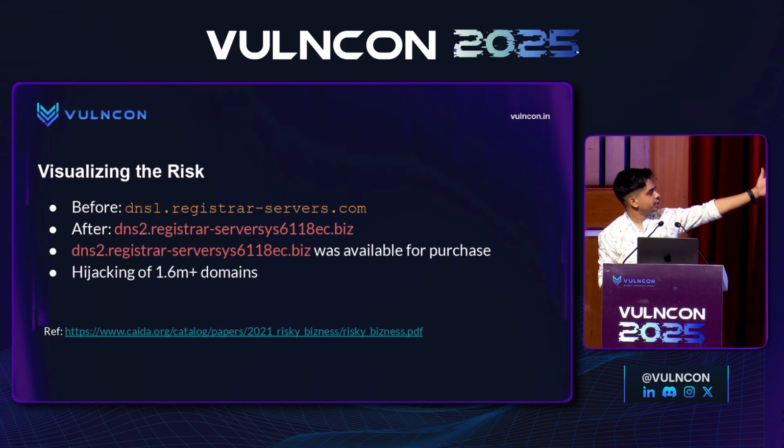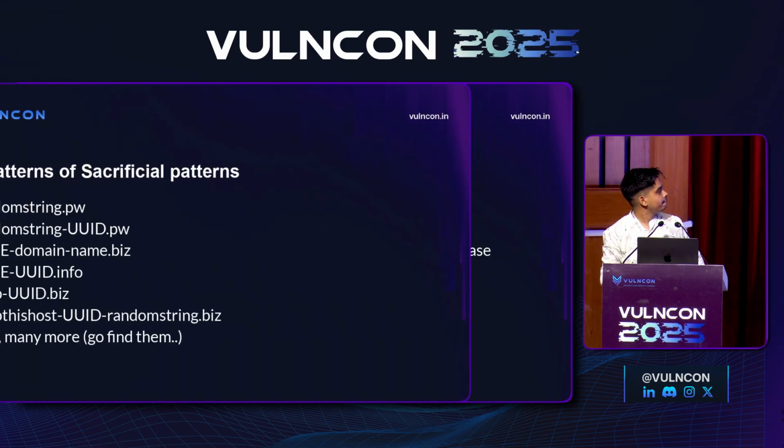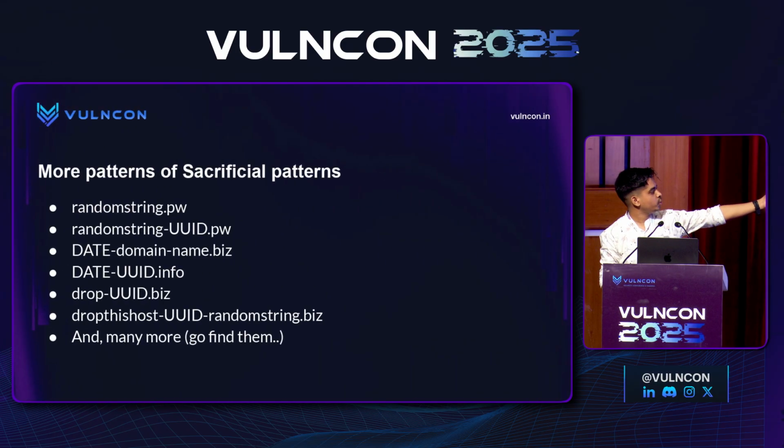So this was the TechTalk example that I mentioned. Before, it was this particular name server. After renaming, it got changed to this. This change was applied to 1.6 million domain names, rendering them susceptible to DNS hijacking. Now, this host UUID random string .biz was just one pattern. There are more than 20 such patterns that registrars use. It could be random string .pw TLD, random string/UUID, POD, PW. Then we have date patterns.